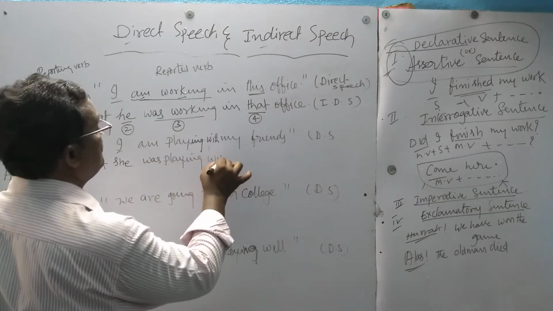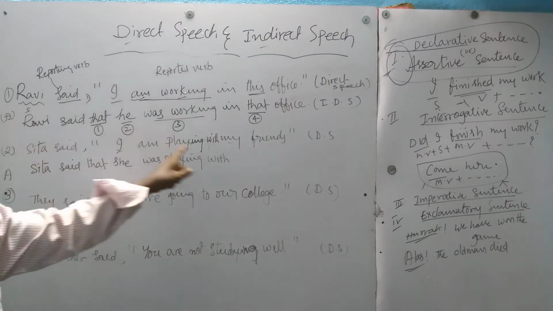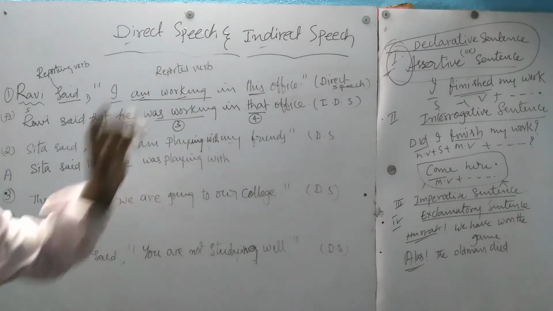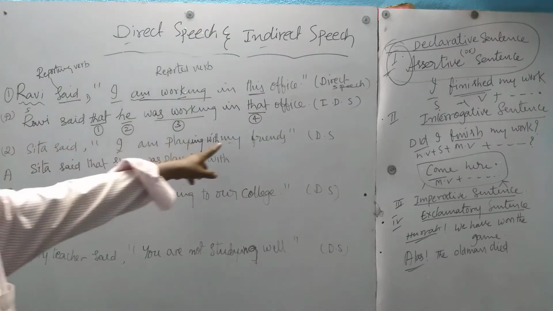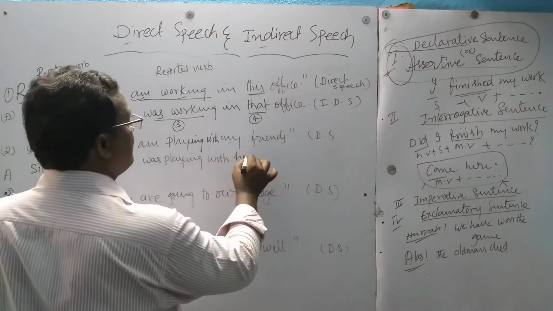Preposition we should not change. With my friends means with whose friends? Sita is playing with her friends. My friends means Sita's friends. Sita's friends means her friends.